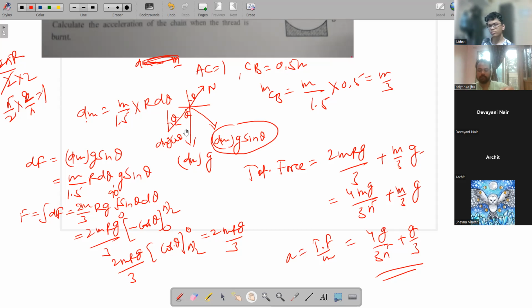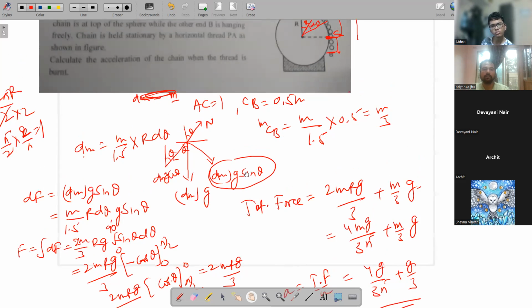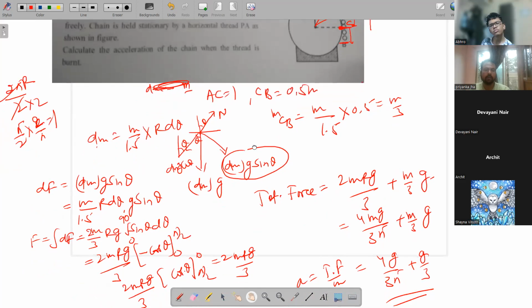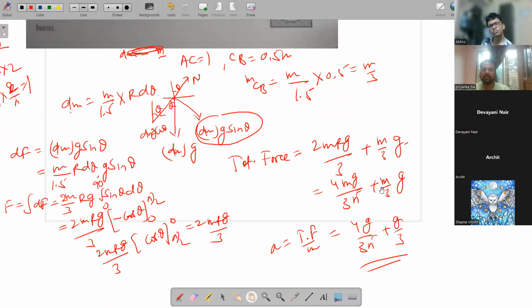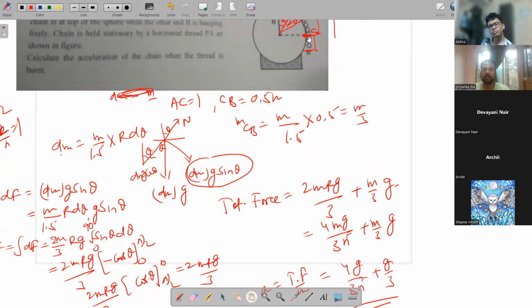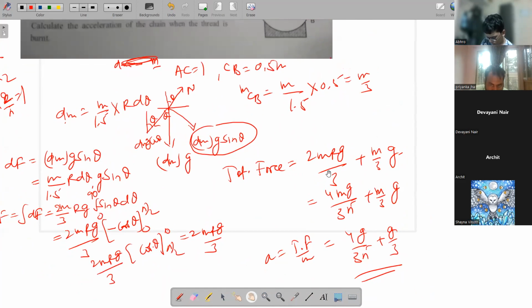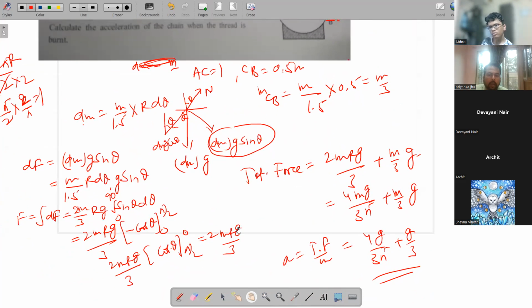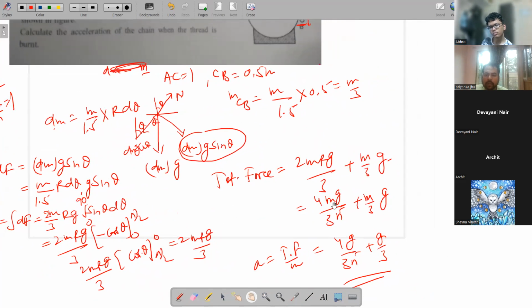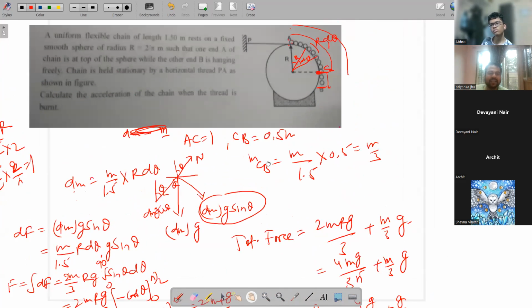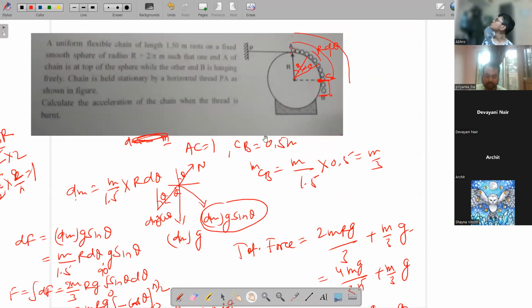So for the total force part, after this first line, what is the second line, sir? Is that R to the power of -1? 4 mg divided by 3, plus m by 3 into g. Before that, sir, 4 mg by 3. Here, 3 pi. So how did we get pi there? This R is given as 2 by pi here. Put this value. Oh, okay.